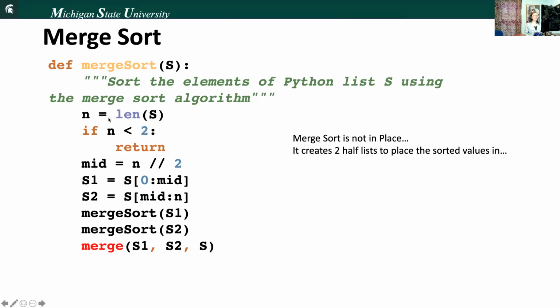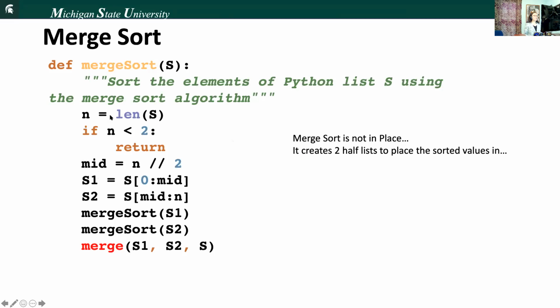So I'm adding additional memory to my computation, but you can write merge sort in place too. We'll talk about that. Let's talk about the algorithm first before we go ahead. All right, here's my merge sort.